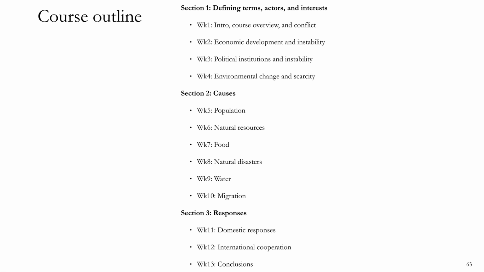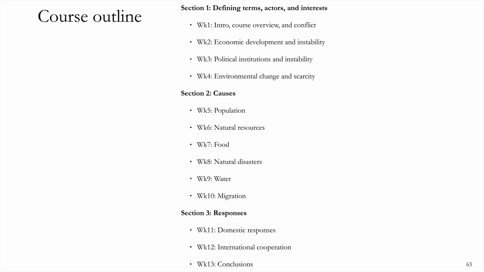Then we narrowly focused on the most salient issues covered in the literature for causes of conflict: population, natural resources, food, natural disasters as short-term crises, water, both scarcity, abundance, as well as location.